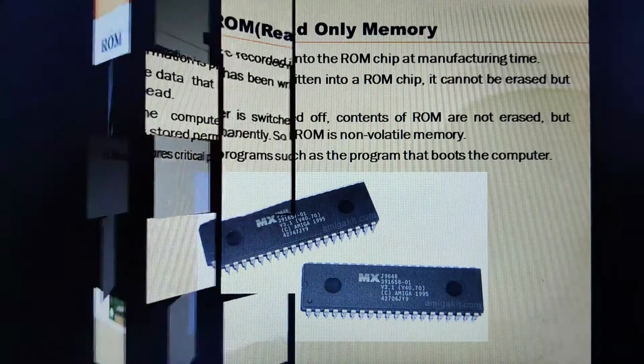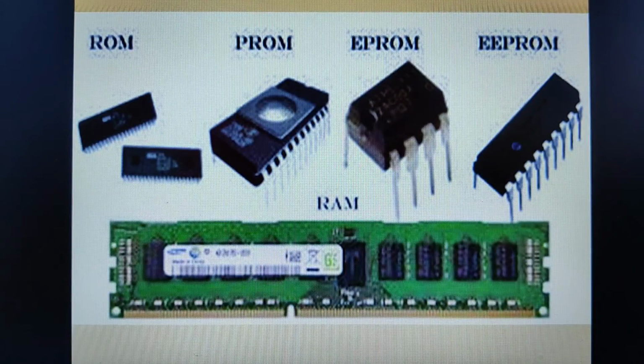Now we shall see the different types of ROM. The first one here is PROM. PROM stands for programmable read-only memory. Second one is EPROM, that is erasable programmable read-only memory. The next one is EEPROM, that is electrically erasable programmable read-only memory. So these are the ROM chips and here it is a RAM. You can see the difference. Now let us discuss one by one.